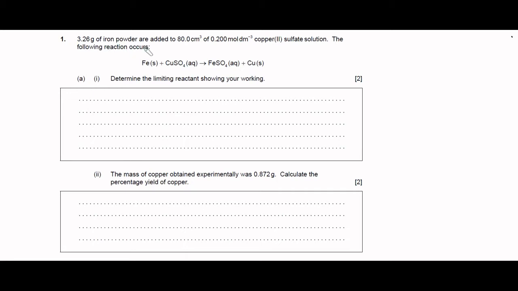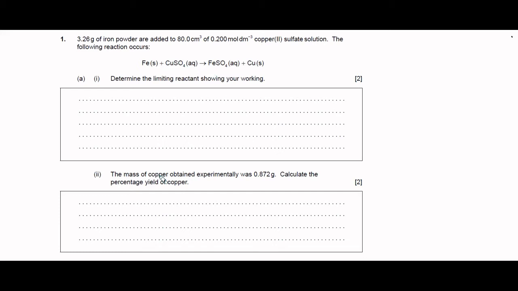3.26 grams of iron powder are added to 80 cm³ of 0.2 moles per dm³ copper(II) sulfate solution. The following reaction occurs: iron and copper sulfate react to give ferrous sulfate and copper. We are asked to determine the limiting reagent with the working, and after that to find out the copper that is obtained as the product.